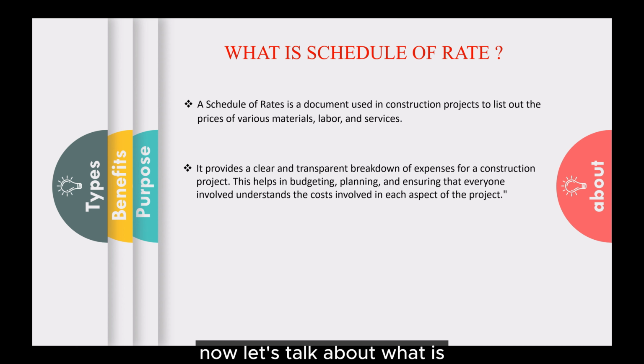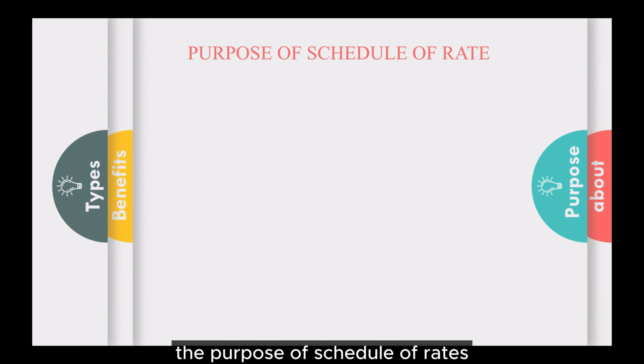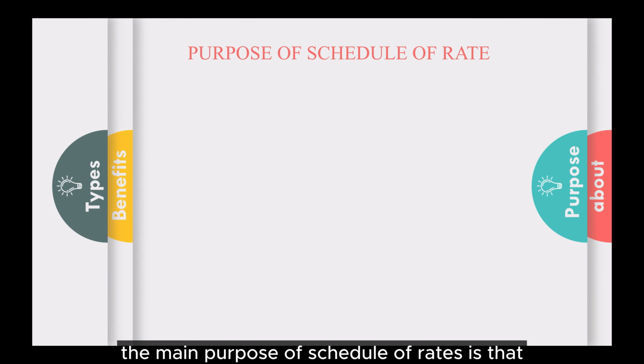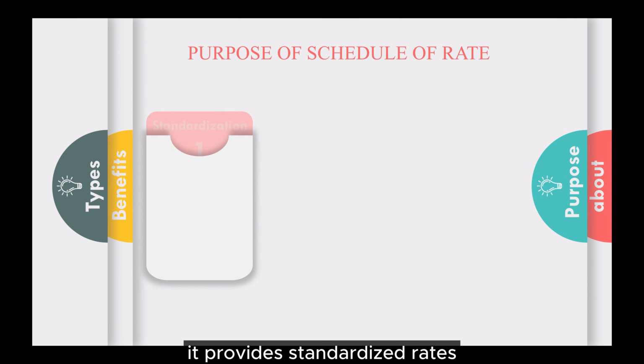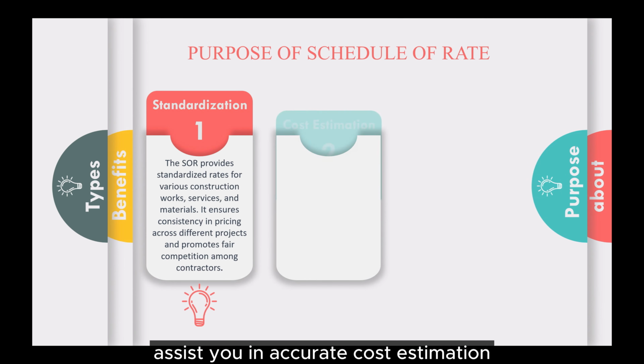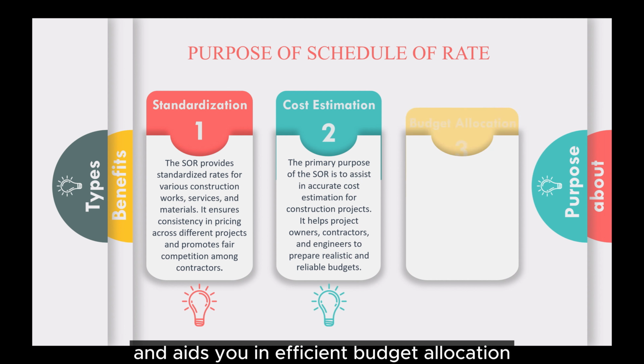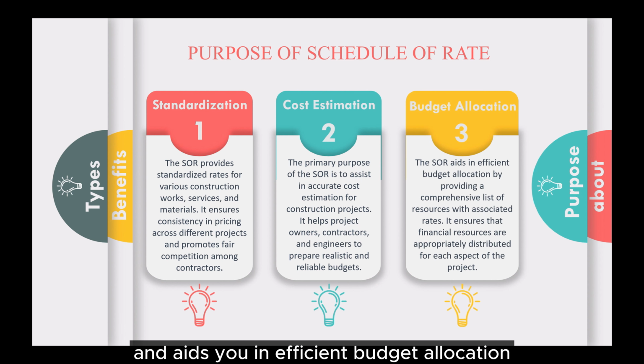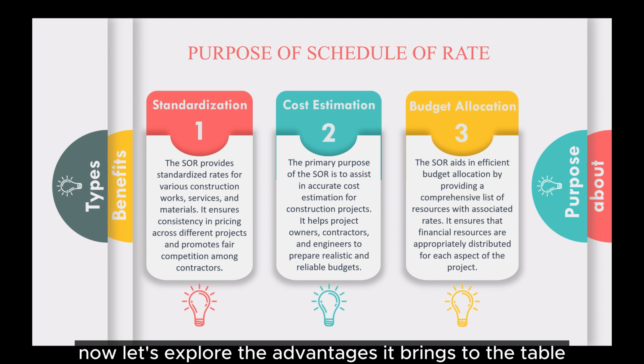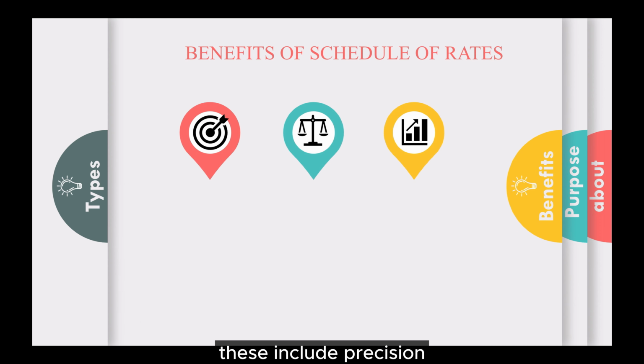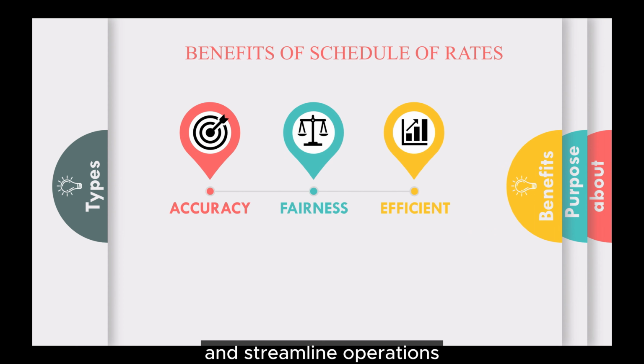Now, let's talk about what is the purpose of schedule of rates. The main purpose of schedule of rates is that it provides standardized rates, assists you in accurate cost estimation, and aids you in efficient budget allocation. Now let's explore the advantages it brings to the table. These include precision, impartiality, and streamlined operations.